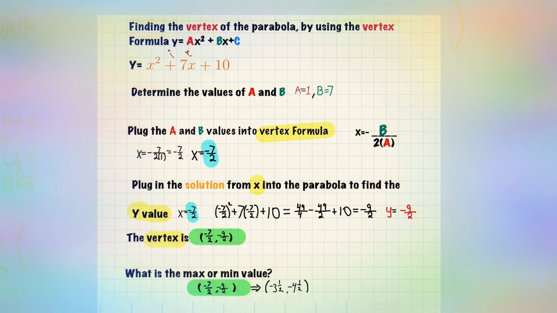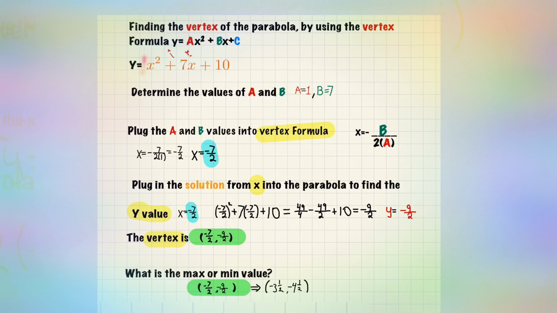Okay, so here we have one. It says, find the vertex of the parabola by using the vertex formula. Here's the general equation, remember, ax squared plus bx plus c. First we determine the a and b values.